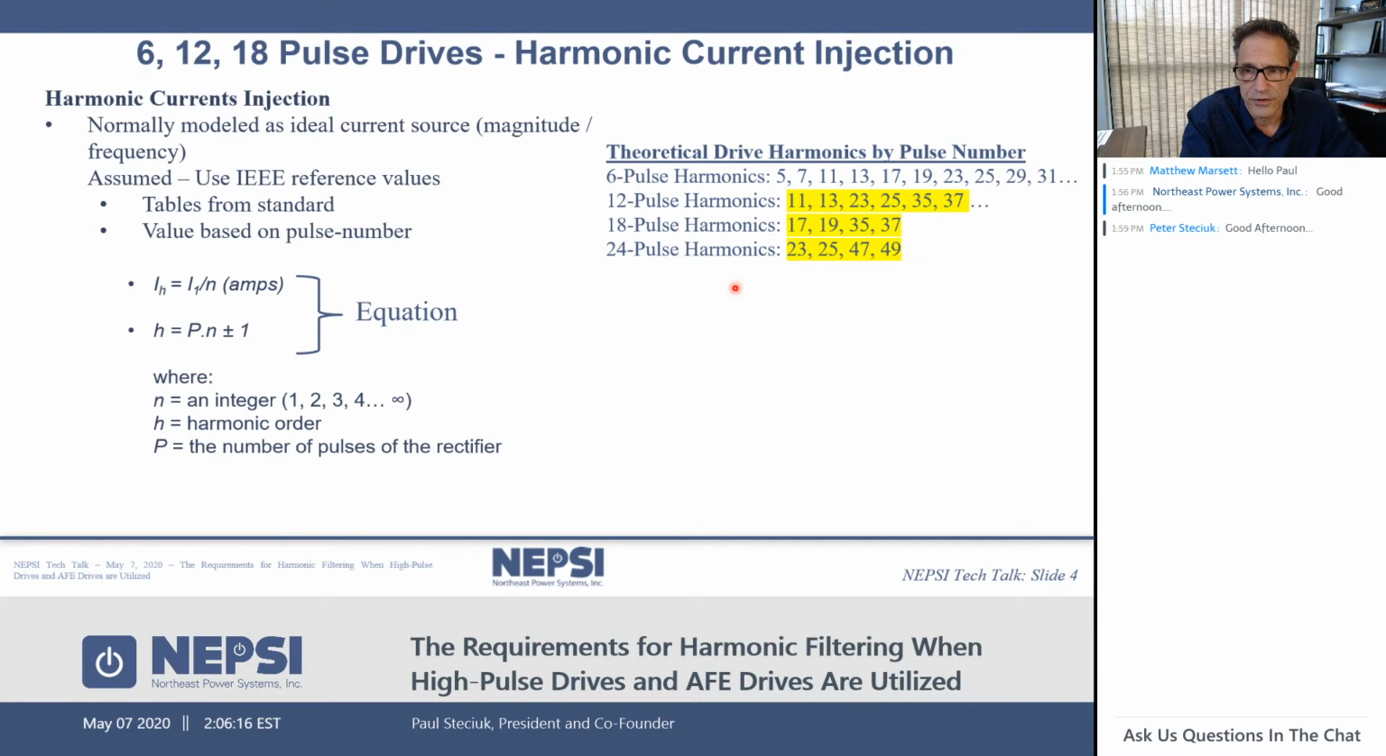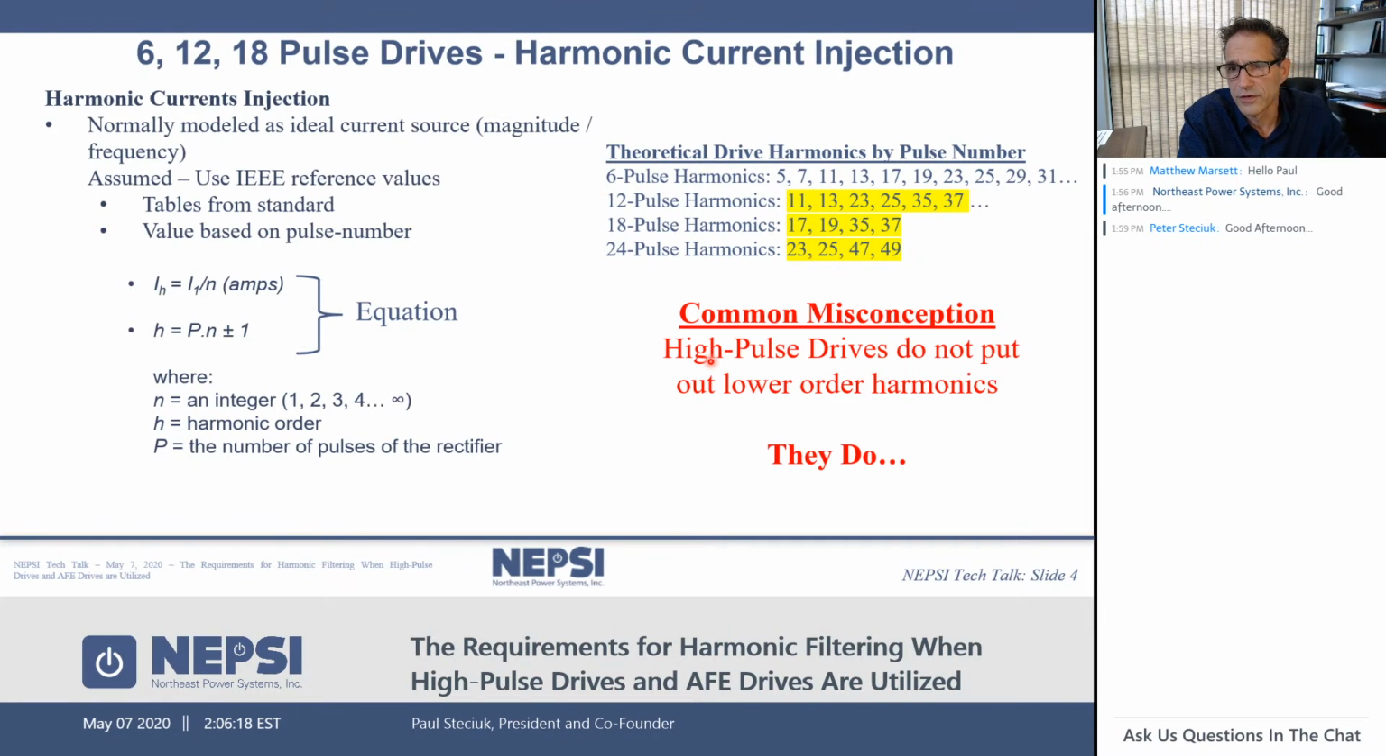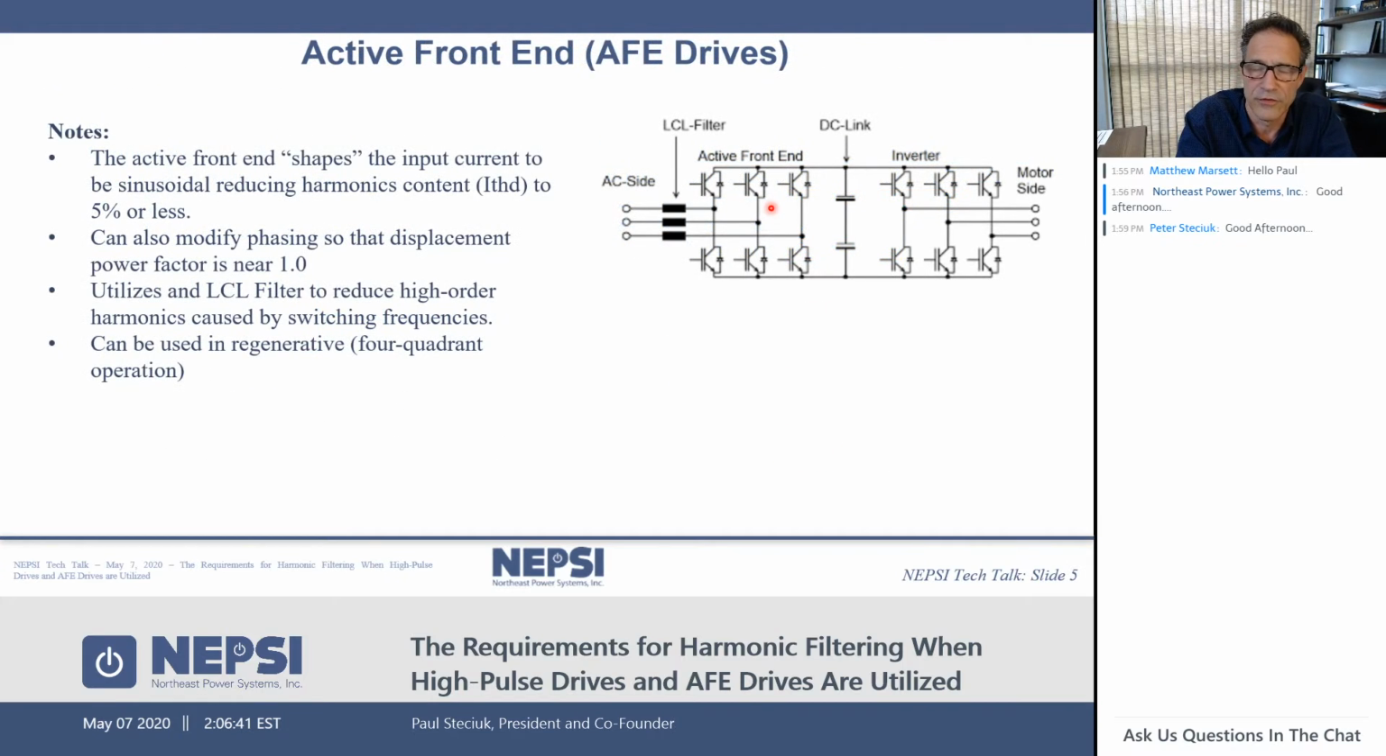The reality, though, is that these drives do put out harmonics at the frequencies below the 11th. The 12 pulse will put out some 5th and some 11th harmonic. And it's important to understand that this does exist. In theory, it should not, but in reality, it does. And that small amount of harmonics that these drives do put out can be of concern. And we're going to talk about that today, that small amount of harmonic current.